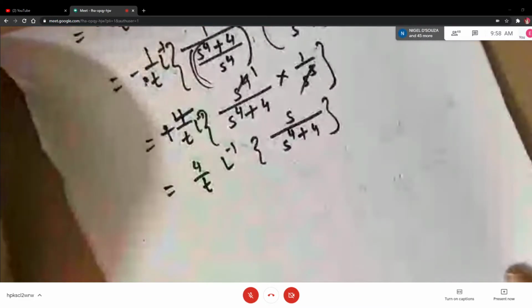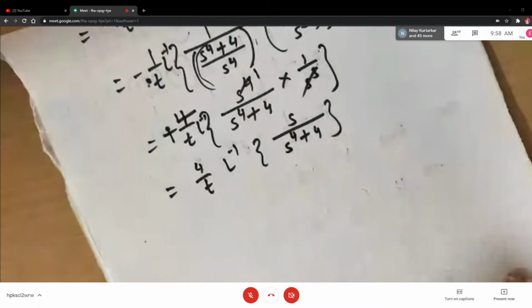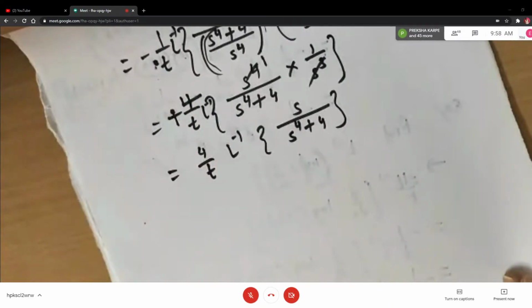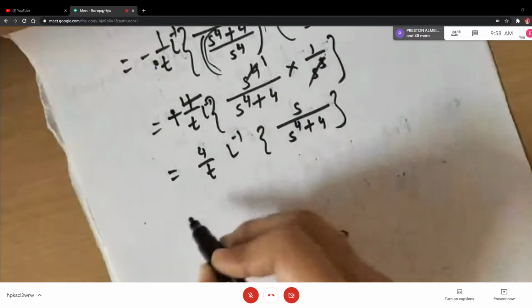Now, next step is to find L inverse of this. You don't have a direct formula for this because denominator is s raised to 4. If it was s square, then you have the cos formula, right? But this is s raised to 4. So see the difference, students. In hurry, don't write the formula. It is not direct. So see what I do, students.